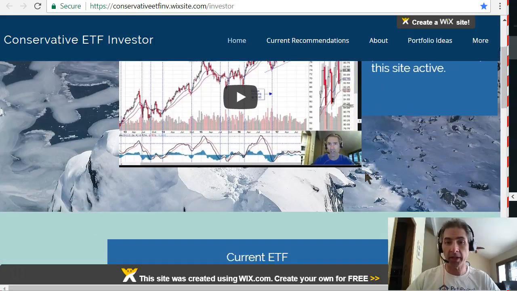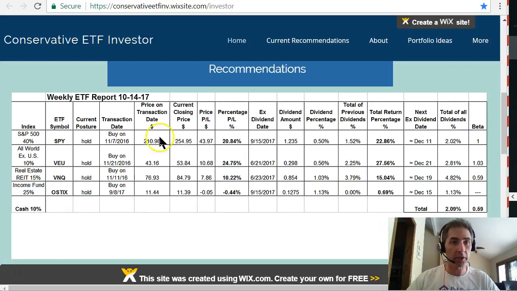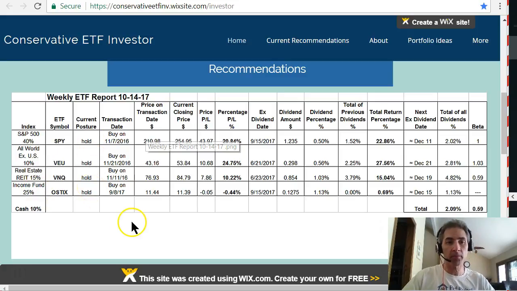The most important thing I want to bring to your attention right now, scrolling down here on the home page, is that our current posture for our positions is hold. We are in a hold posture for everything, and of course you can go through here and look at everything: our transaction dates, price on the transaction dates, current closing price, our profit and loss in each position, the last ex-dividend date, the dividend amount for the last dividend, that on a percentage, total dividends percentage of the previous dividends, and then the total return percentage, which includes all your dividends plus any profit or loss that you have in the position, and your beta of the portfolio, which represents how risky your portfolio is.